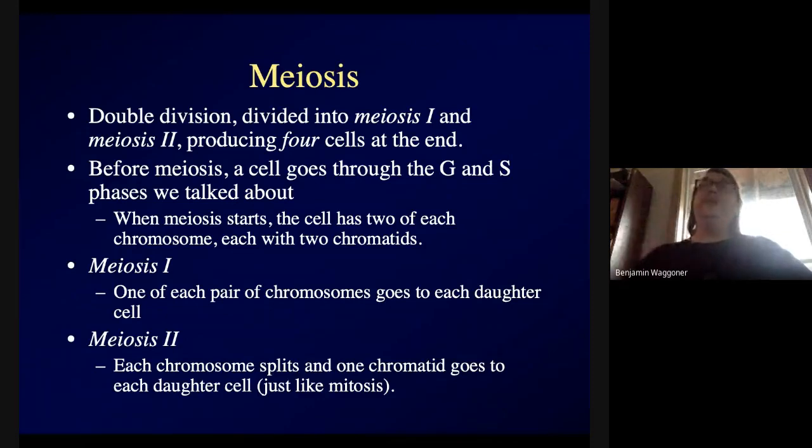Before meiosis, a cell goes through those G and S phases. So when we start, the cell has 2 of each chromosome, and each chromosome consists of 2 chromatids. In meiosis 1, 1 of each pair of chromosomes goes to each daughter cell. So at the end of meiosis 1, you have 2 cells, each with one of each chromosome. And then at meiosis 2, it's just like mitosis. Each chromosome splits and one chromatid goes to each daughter cell.